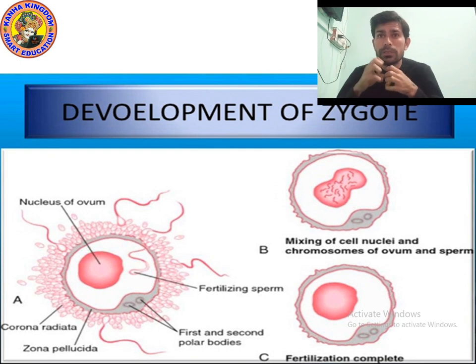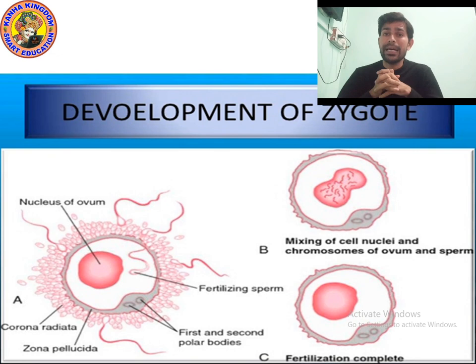So the nuclei of both cells mix together, and the chromosomes of the ovum and sperm also mix. As you can see in the picture, mixing of cell nuclei and chromosomes of ovum and sperm. When they mix, the DNA helps derive the genetic information from both cells, and when they combine, a new cell is formed, known as the fertilized egg, or zygote. In this way fertilization is complete.